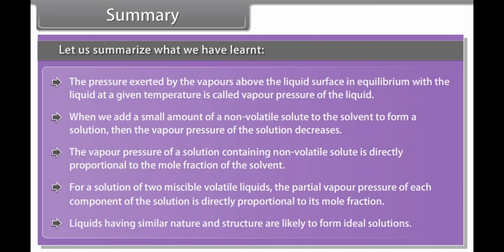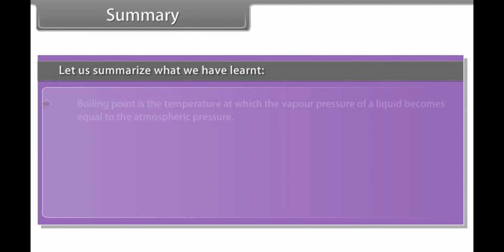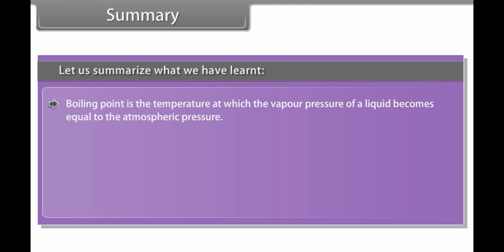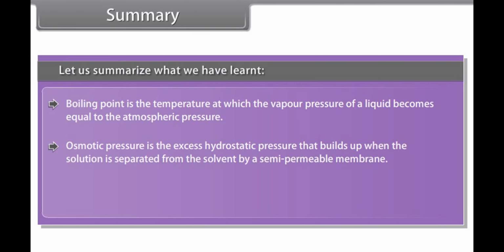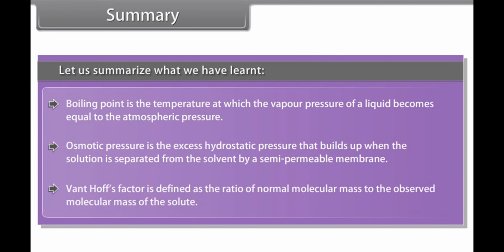Liquids having similar nature and structure are likely to form ideal solutions. Boiling point is the temperature at which the vapor pressure of a liquid becomes equal to the atmospheric pressure. Osmotic pressure is the excess hydrostatic pressure that builds up when the solution is separated from the solvent by a semi-permeable membrane. Van 't Hoff's factor is defined as the ratio of normal molecular mass to the observed molecular mass of the solute.